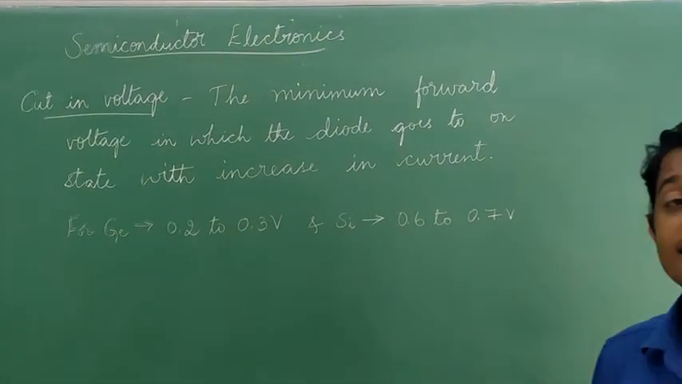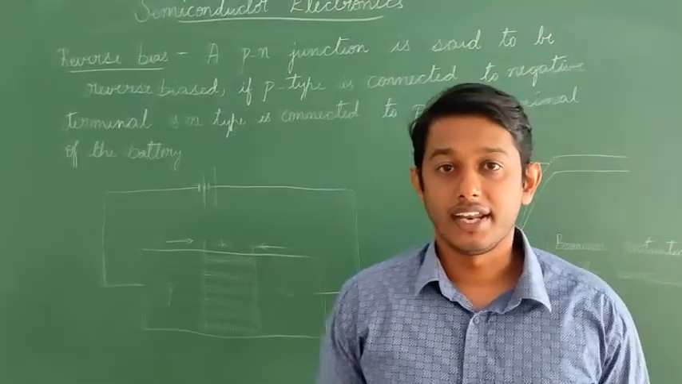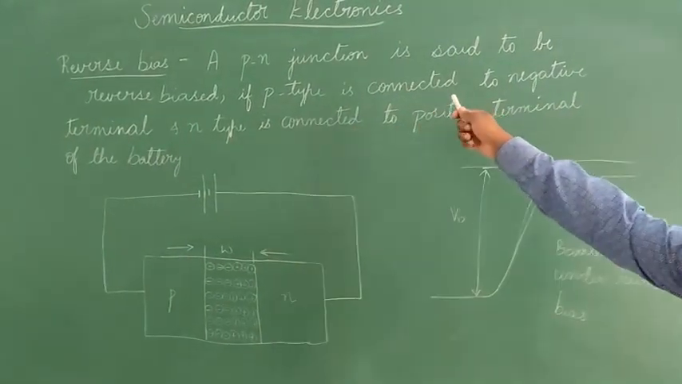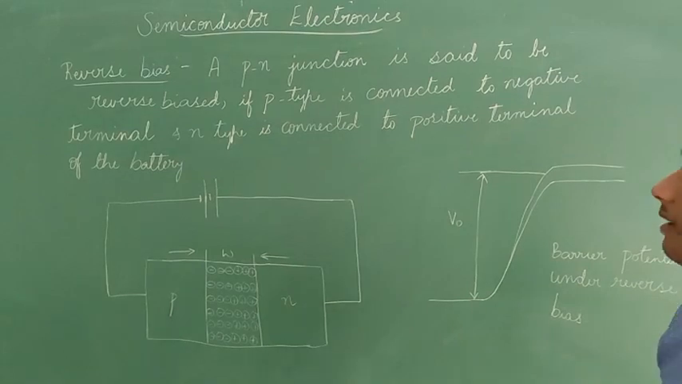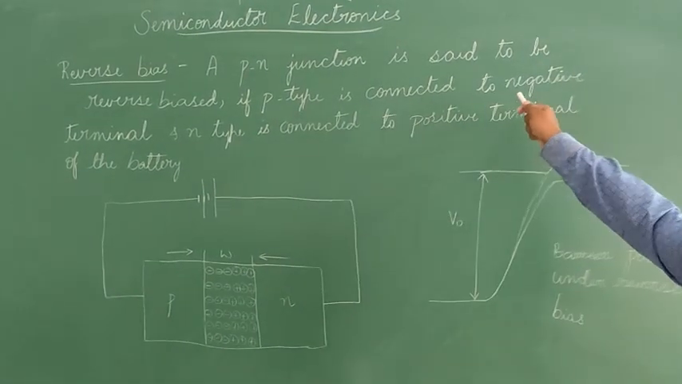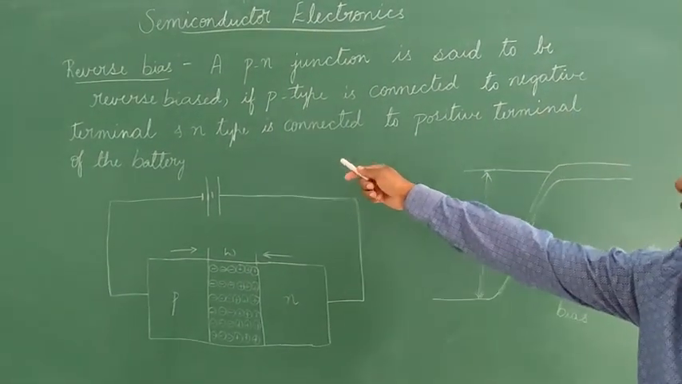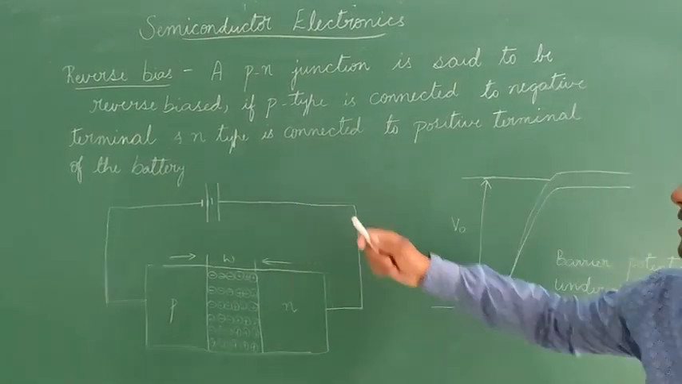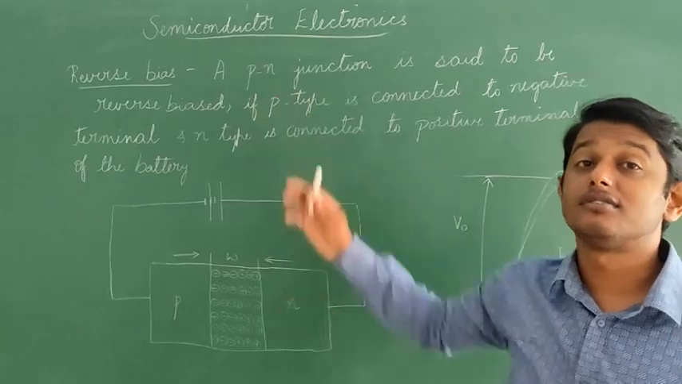The next topic is reverse bias. A PN junction is said to be reverse biased if the P type is connected to the negative terminal and the N type is connected to the positive terminal of the battery. That is called reverse bias.